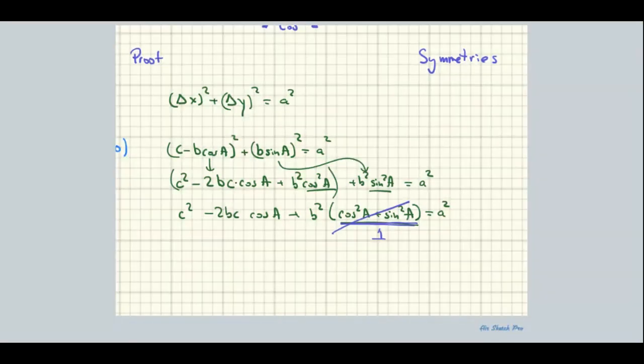And so now what we have is c squared minus 2bc cosine A plus b squared equals a squared. Turning this around, I get a squared equals b squared plus c squared minus 2bc cosine A. Cool?